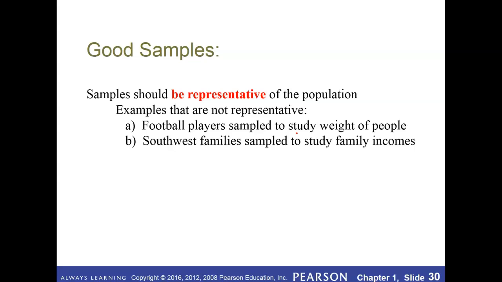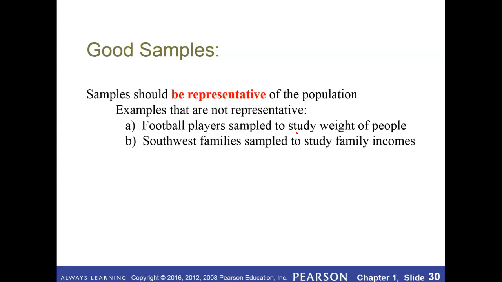Good samples should be representative of the population. In order to understand what good representative samples are, let's take a look at some that are not representative. For example, let's say at Homestead High School, we wanted to identify what the average person weighs. So we just went to football practice and weighed a bunch of the football players. Would that be a good sample for that particular study? That wouldn't be, because we would assume that football players weigh more than the average student at Homestead High School.